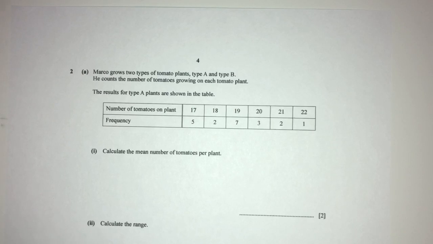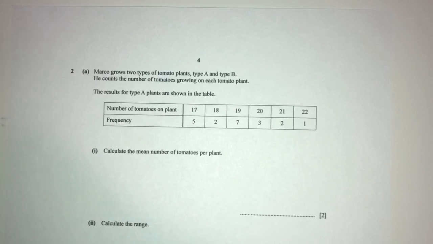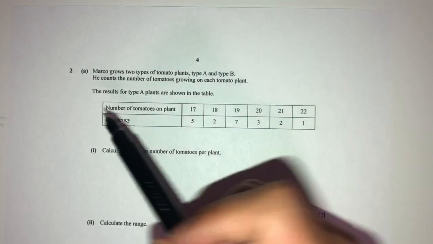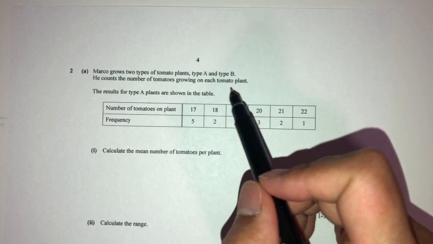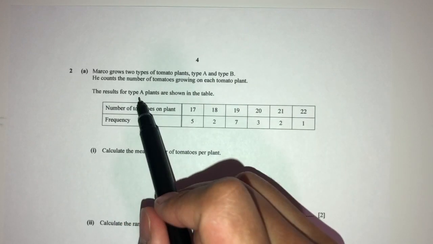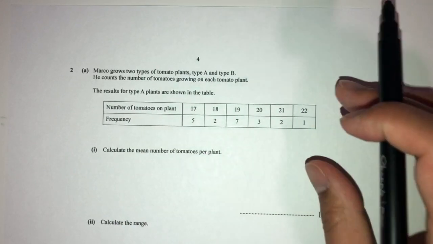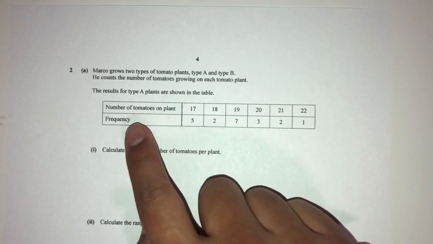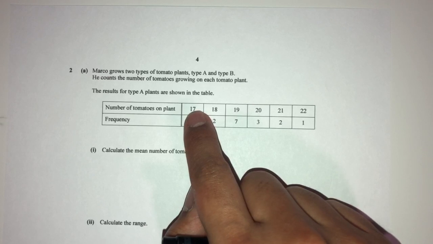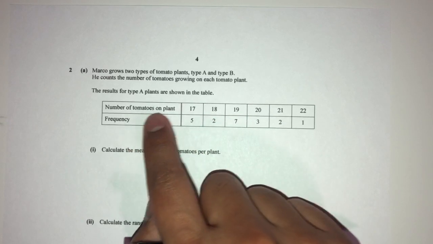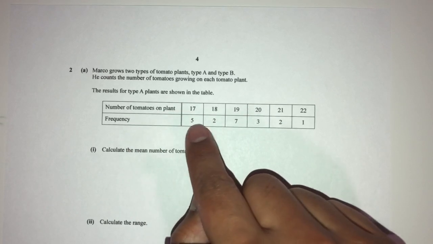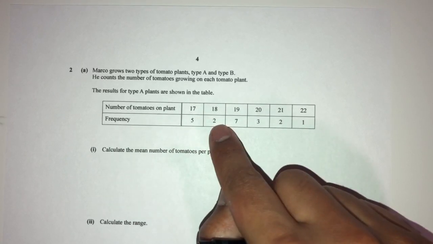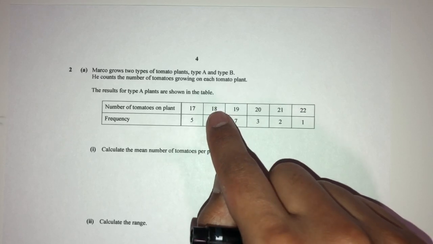So let's move on to question number 2. So here we have Marco grows 2 types of tomato plants. We have type A and type B, so 2 types. He counts the number of tomatoes growing on each plant. The results for type A is shown right here. So how do you read this? So sorry, 5 plants gave 17 tomatoes. 2 plants gave 18 tomatoes.